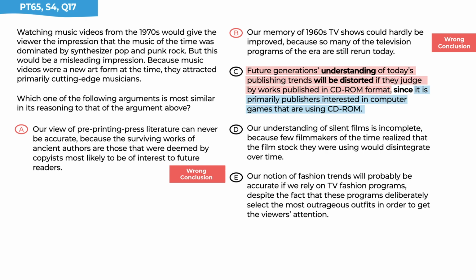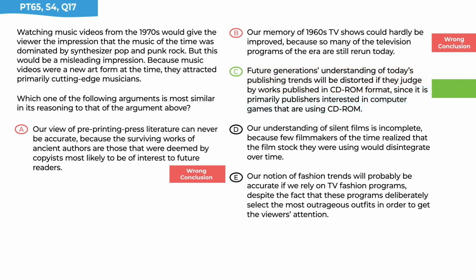Yes, it's telling us that if we looked at CD-ROM and we were trying to extrapolate what that meant for publishing trends of the day, we would get a skewed idea because there was sort of an atypical sample of people involved in CD-ROM. It was the publishers that were interested in computer games. So let's keep this. This looks pretty strong. And in fact, it does end up being our correct answer.